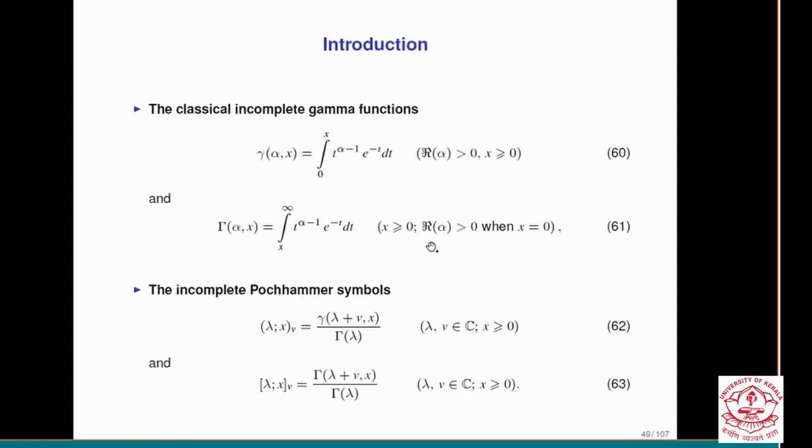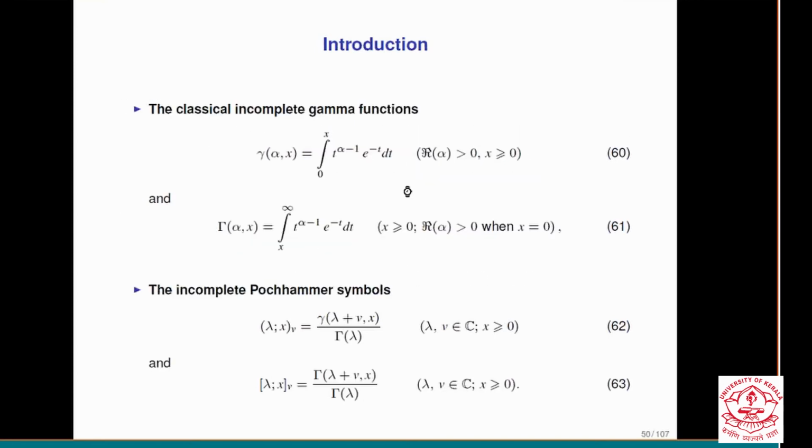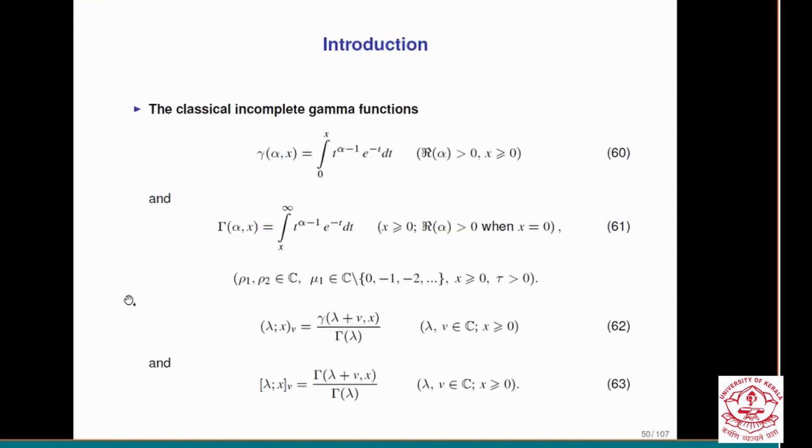This is equation number 60, equation number 61, and we also define the incomplete Poisson symbol. Okay, this is 62 and 63. And Parmar and Saxena defined the incomplete generalized tau hypergeometric function as equation number 64, and this is your 65. So here we use the concept of the incomplete gamma function.